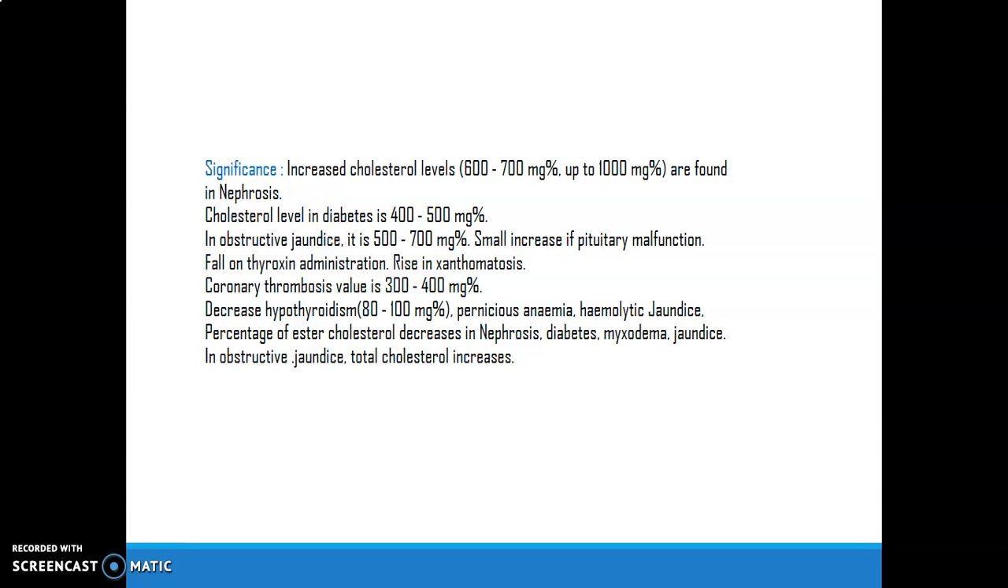Also in pernicious anemia and hemolytic jaundice. The percentage of ester cholesterol decreases in nephrosis, diabetes, myxedema and jaundice. In contrast, in obstructive jaundice total cholesterol also increases.